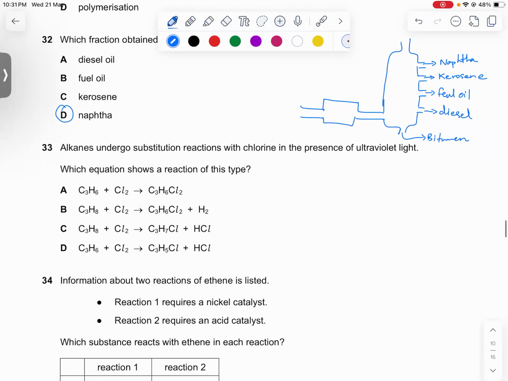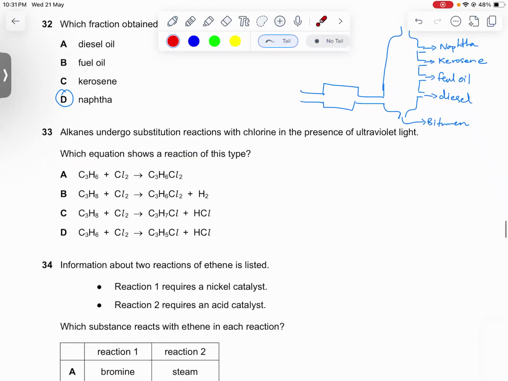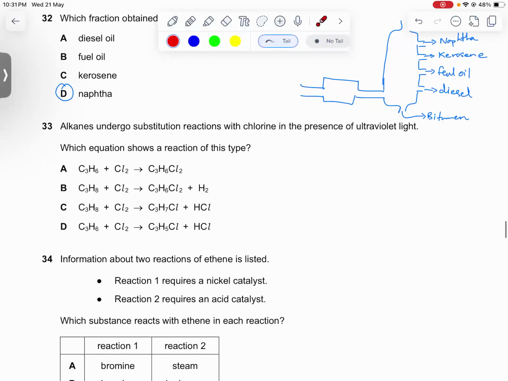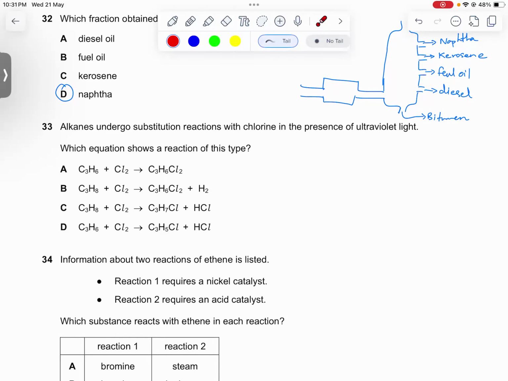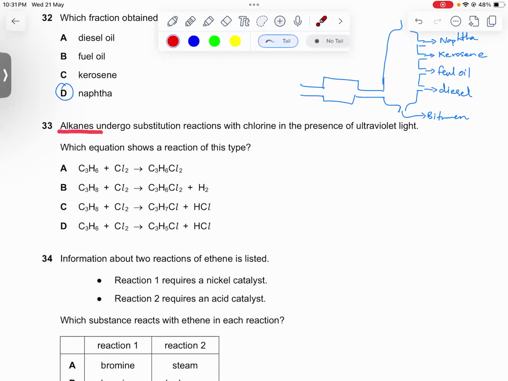Next question. Alkanes undergo substitution reaction with chlorine in the presence of ultraviolet light. Which equation shows a reaction of this type? First off, we have to look at which of them is an alkane and which is an alkene. This is an alkene, not an alkane, so that is wrong. And this is an alkane, that is right, but H2 is not produced. HCl is produced. Only one chlorine gets substituted, right?